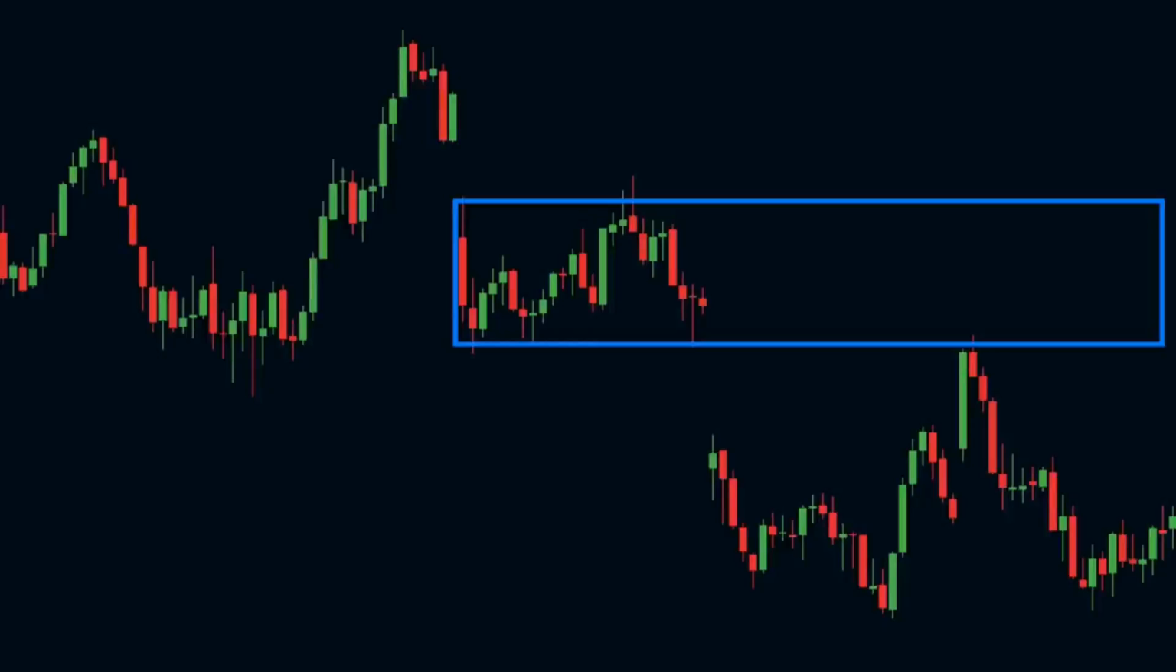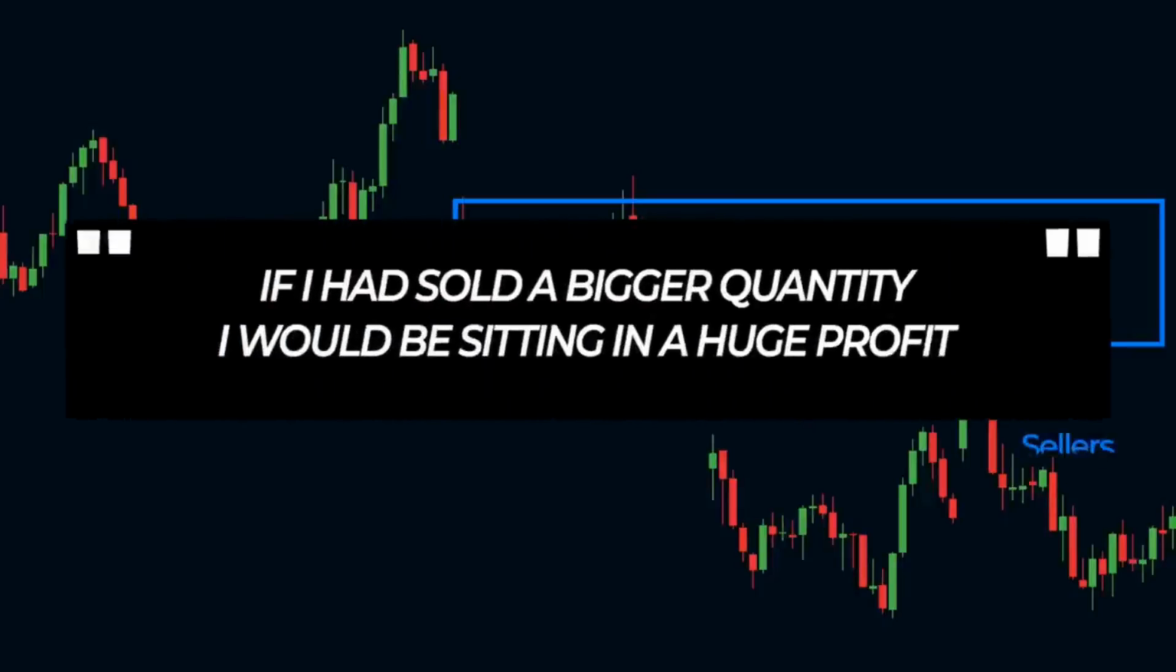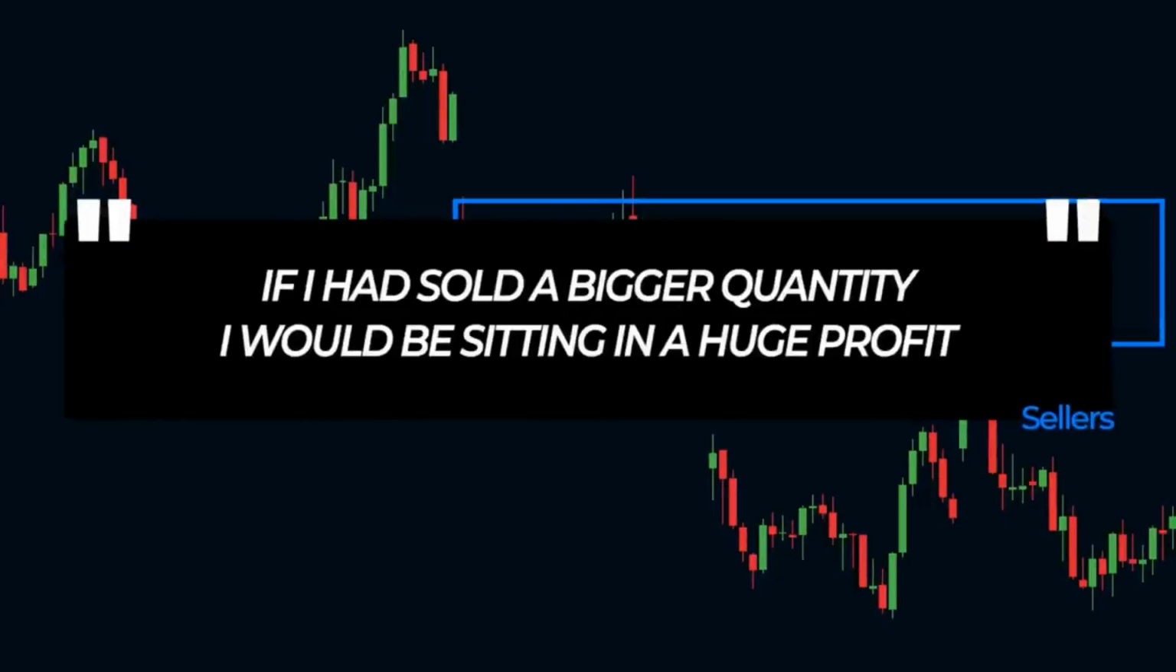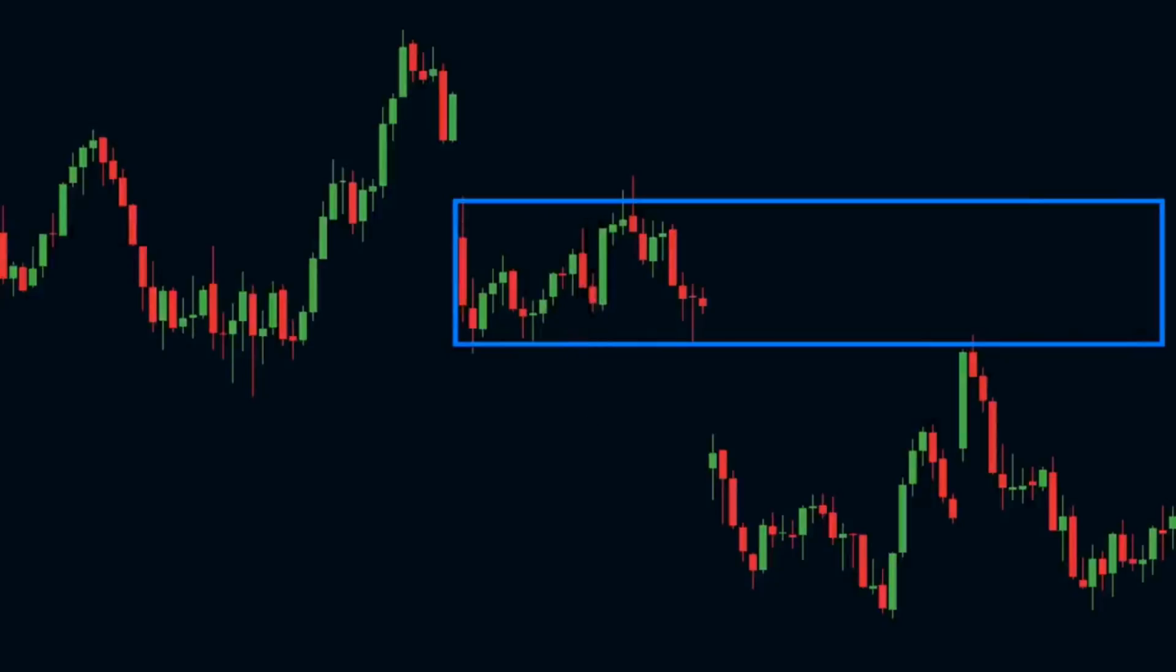And now let's look at the story from the seller's side. When the price was trading in the value zone, a lot of sellers entered a short position. Then the price broke below the value zone and they started making profits. As the market starts to trade lower, their profit starts to grow. The greed starts to step into the minds of the sellers. They think to themselves, if I had sold a bigger quantity, I would be sitting in a huge profit. They will tell themselves, I should have sold more.